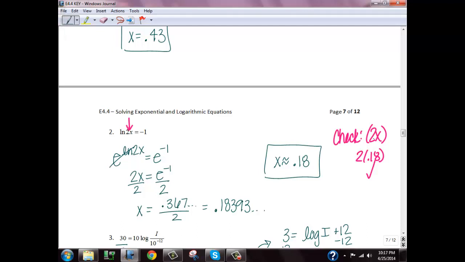So here my inside number was 2x. If I multiply 0.18 by 2, it stays positive, it stays non-negative and non-zero. So that is an okay solution to have.